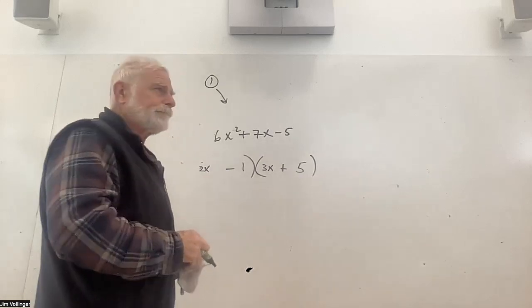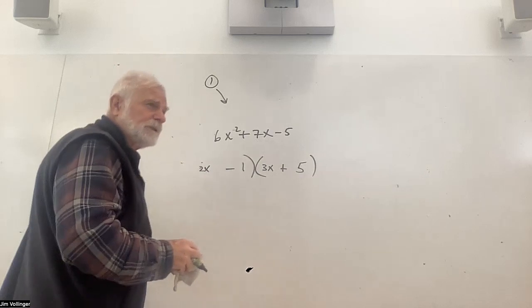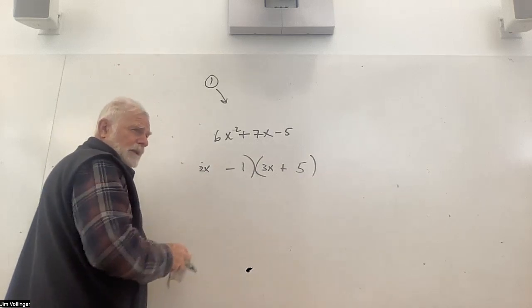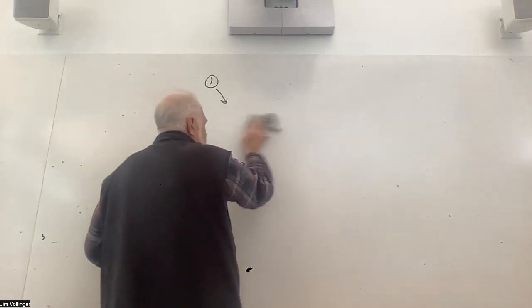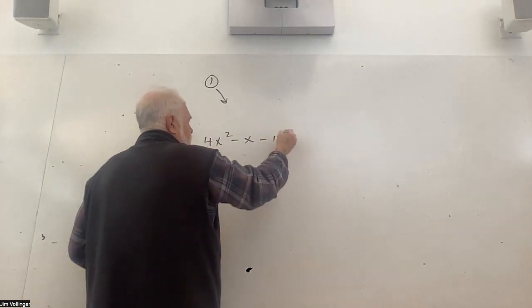All right. Let's see, now we got some situations that are a little more challenging. 4x squared minus x minus 14.